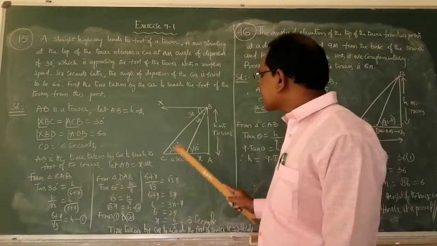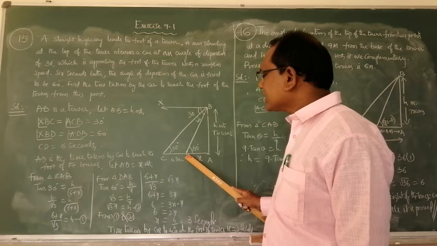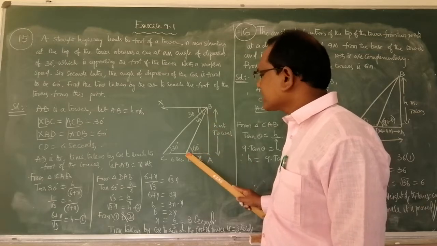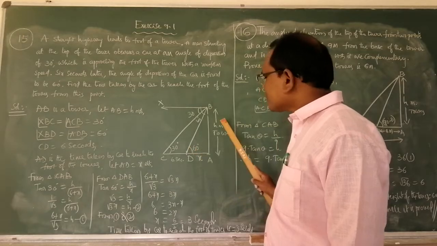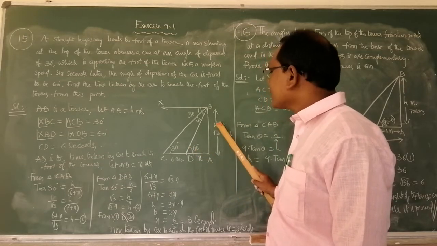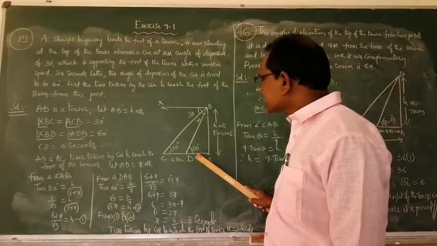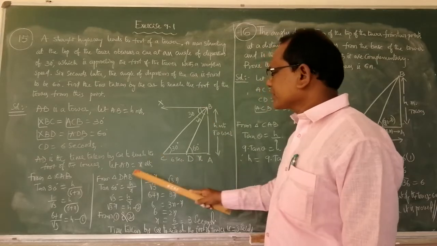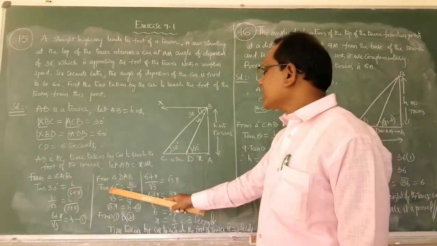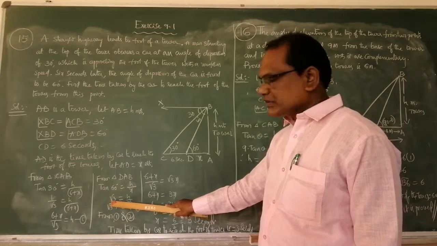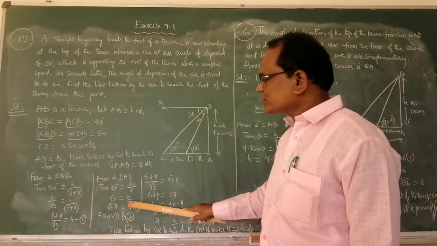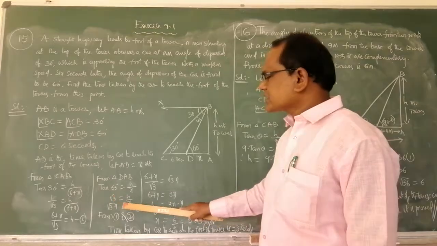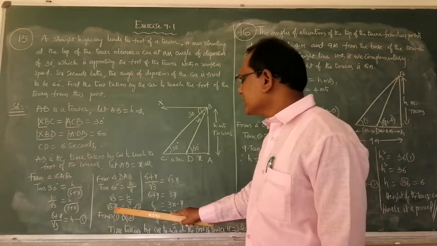Coming to the second one, here is one more right angle triangle, that is the DAB right angle triangle. From triangle DAB, tan 60 equals opposite side by adjacent side. The opposite side is h, and the adjacent side is x, so h by x. Tan 60 value is root 3, so root 3 equals h by x. Therefore, root 3 into x equals h. This is equation 2.